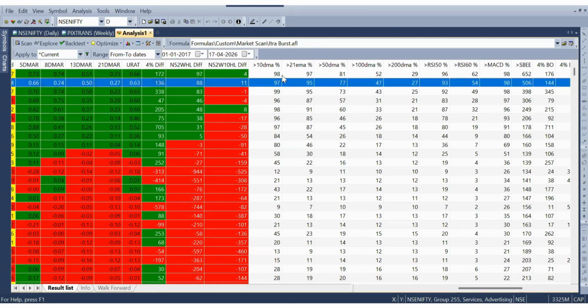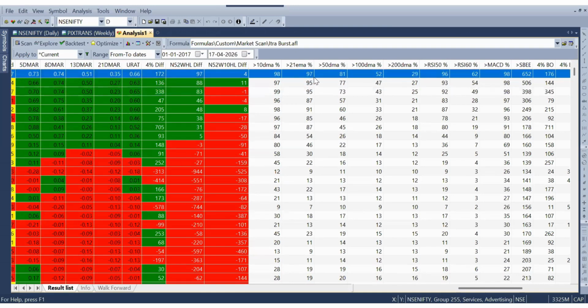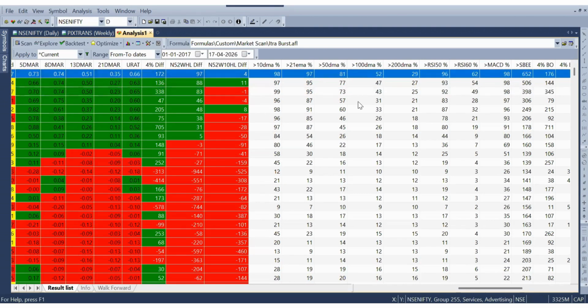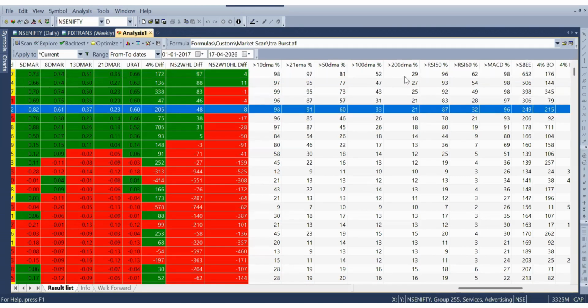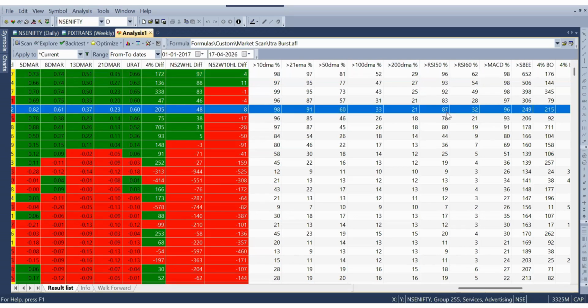Right now, we have almost 98% of stocks above 10 DMA. That is very high. 97% of the stocks above 21 EMA. Again, very high. 50 DMA above that, it's 81%. This is expanding, right? So a lot of stocks are crossing over the 50 DMA and it's kind of expanding. Next, we have 100 DMA, 52% stocks. 200 DMA is kind of low, right? So almost 30% of the stocks, 29% of the stocks are above 200 DMA. But that is kind of also expanding nicely.